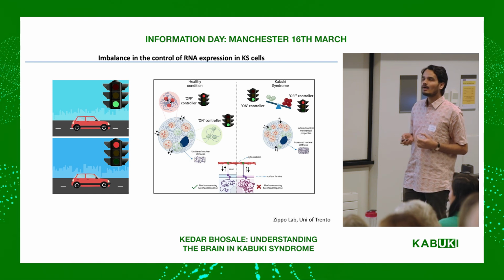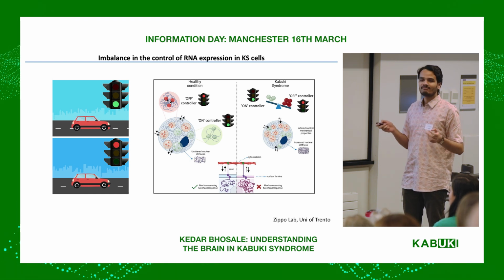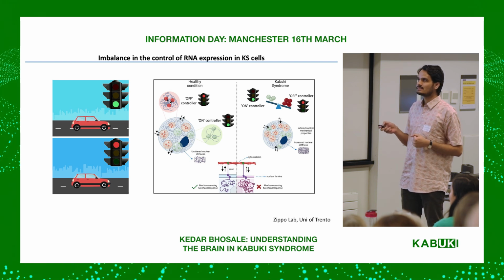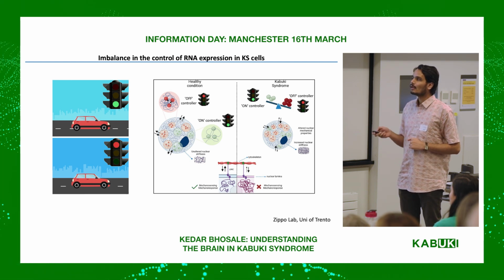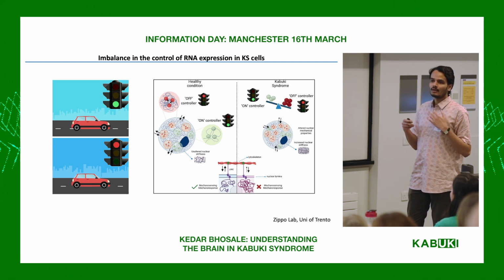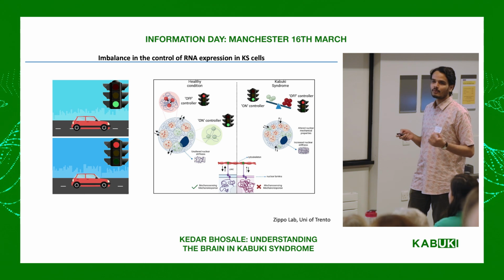So just to give an analogy, just imagine traffic lights. When the traffic signal is green, cars move ahead. When there's a red light, they stop there. And this coordination between red light and green light helps to move the traffic in a proper way.